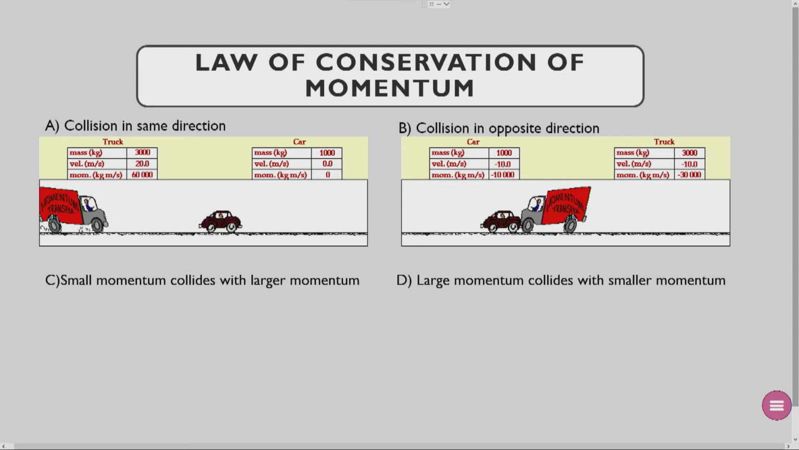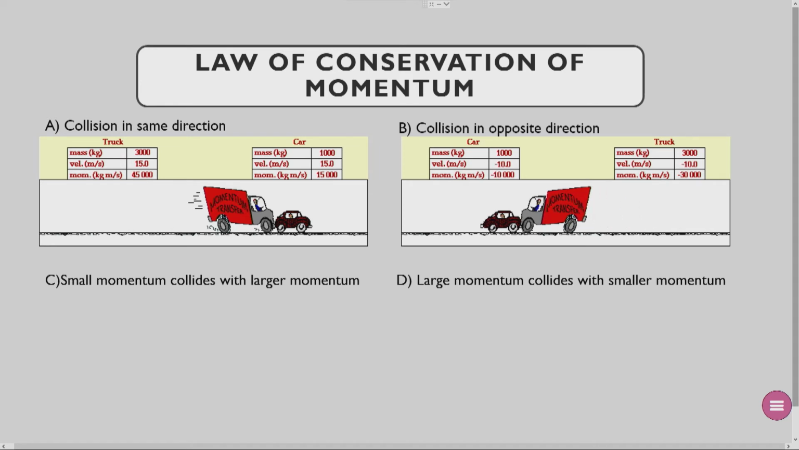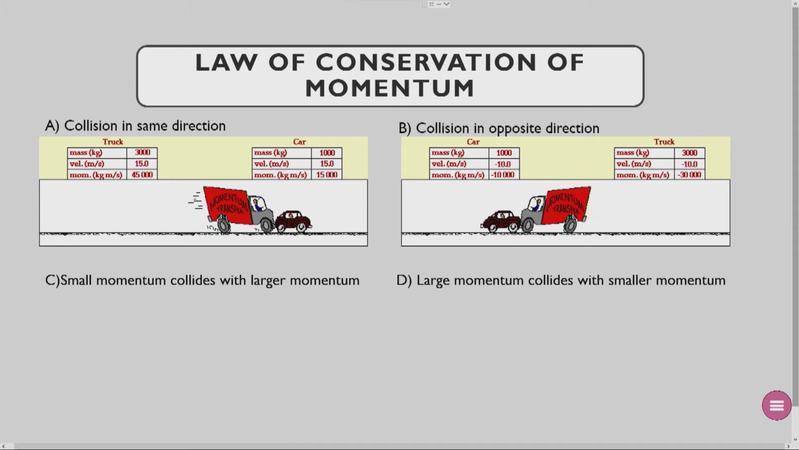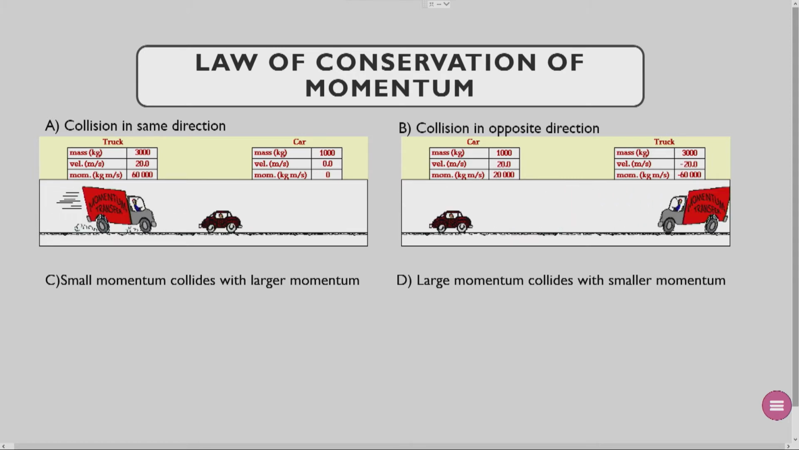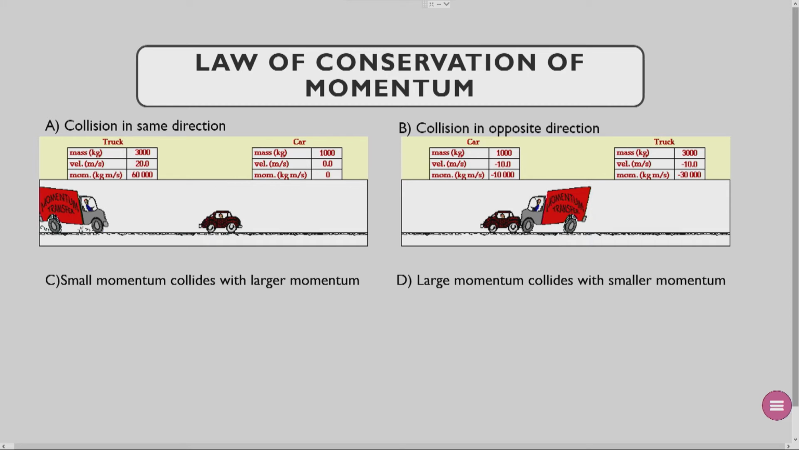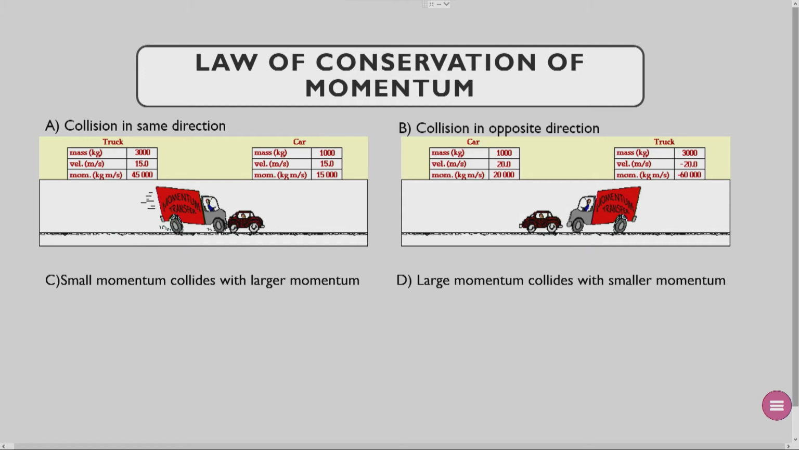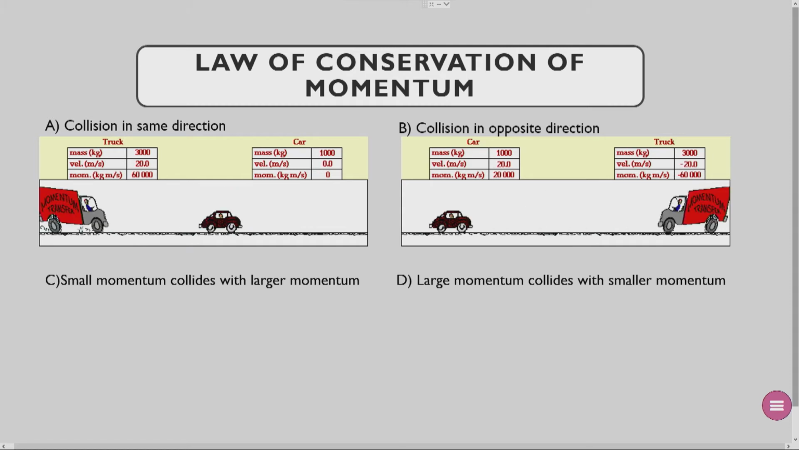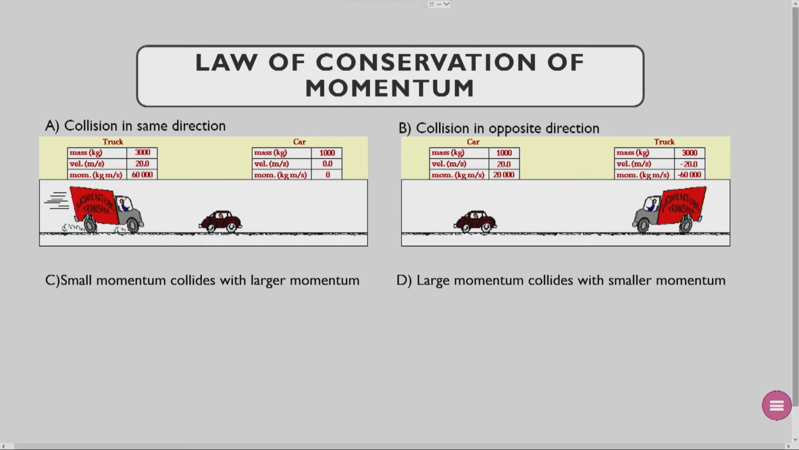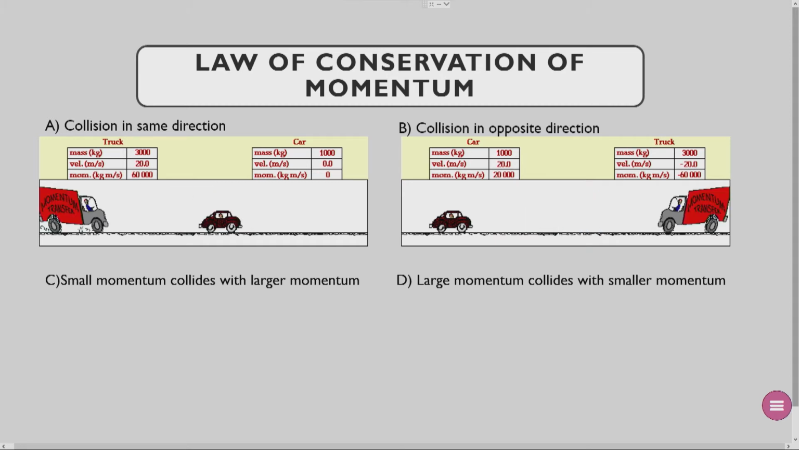Both small and large momentum are headed in the opposite direction, and when they are headed in the opposite direction, we normally would use a negative number to represent one of them. The car has a positive 20,000 kilogram meters per second, whereas the truck has negative 60,000 kilogram meters per second. And if we add 20,000 plus negative 60,000, we would have negative 40,000 kilogram meters per second.